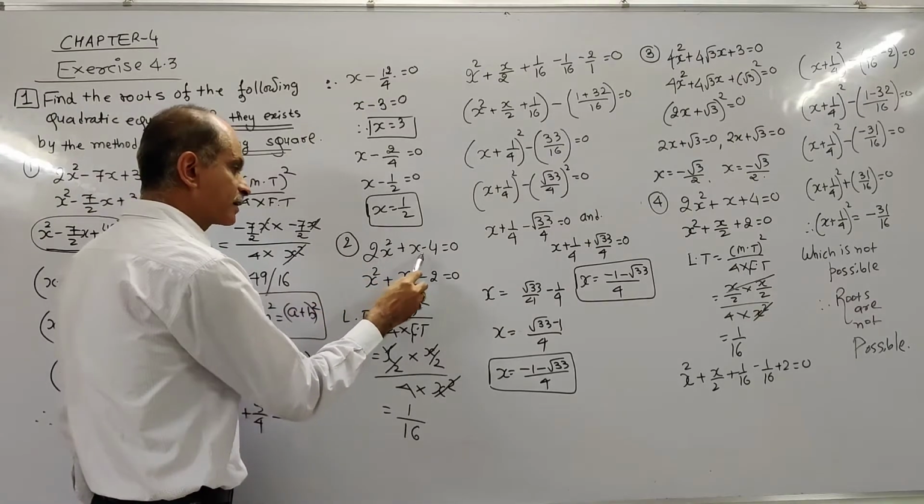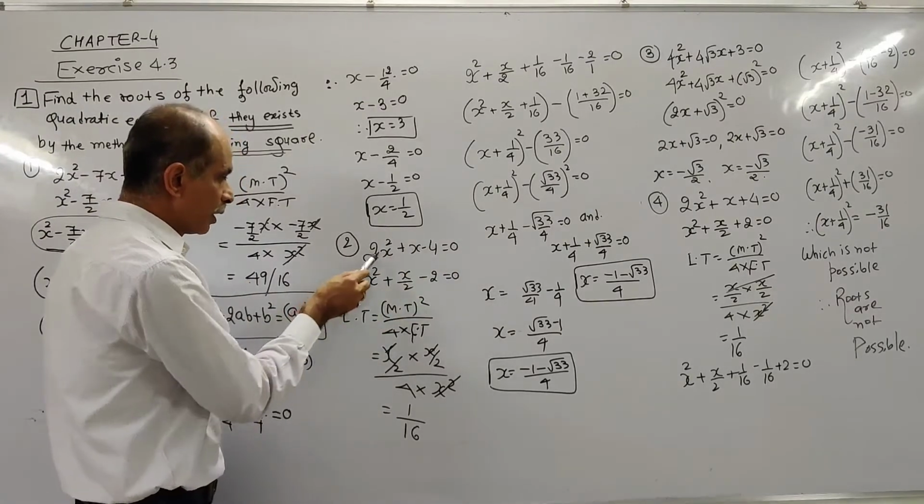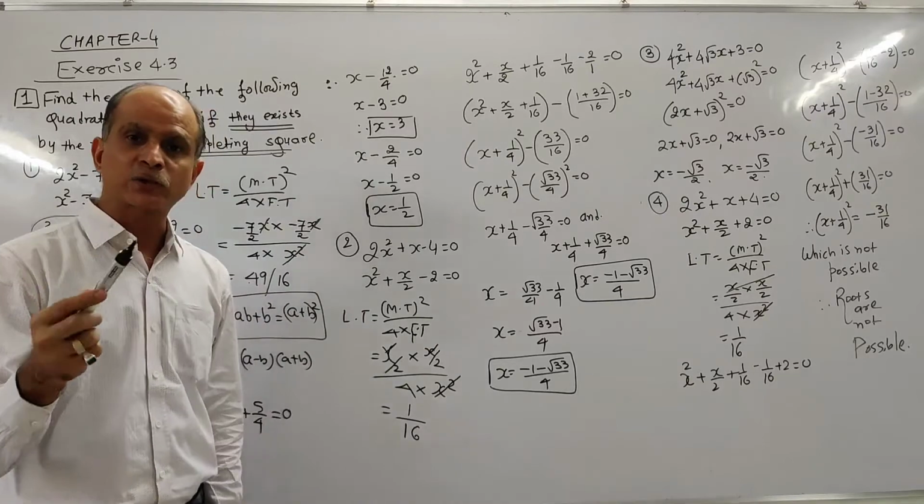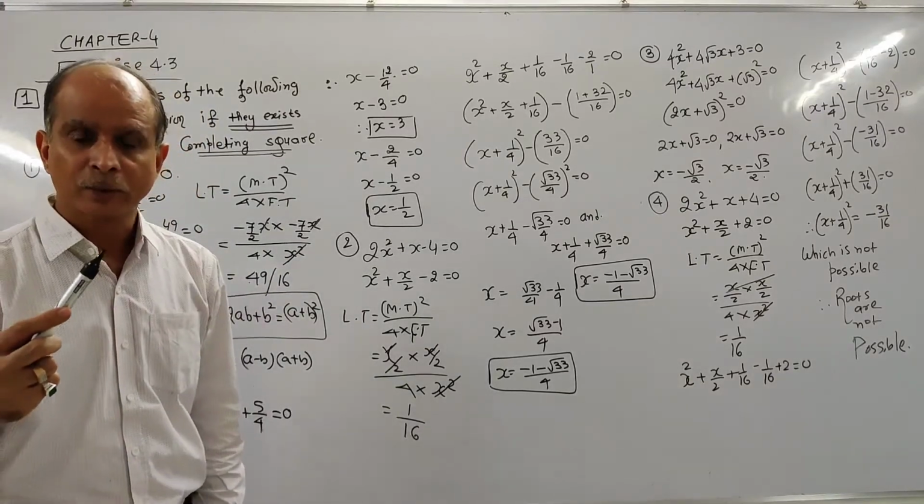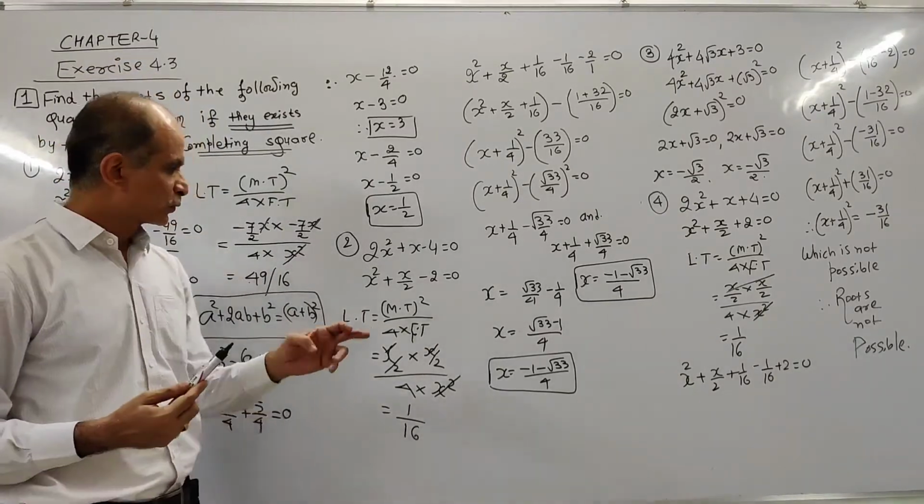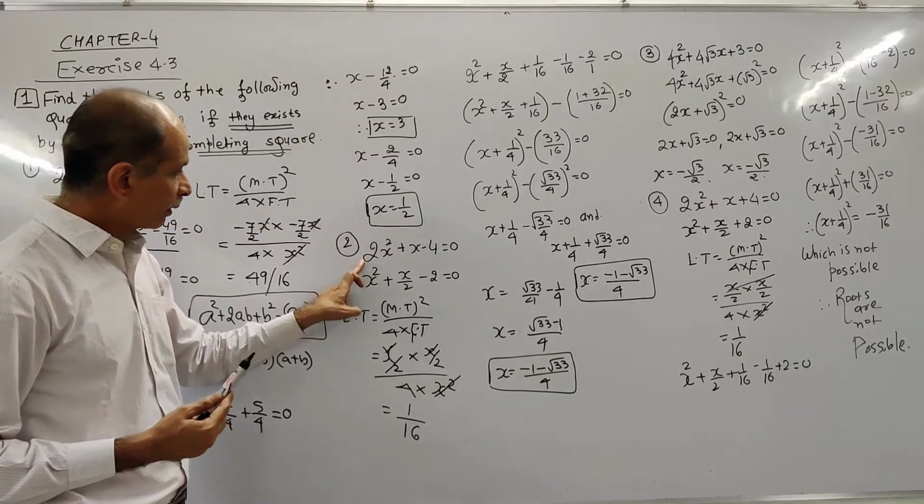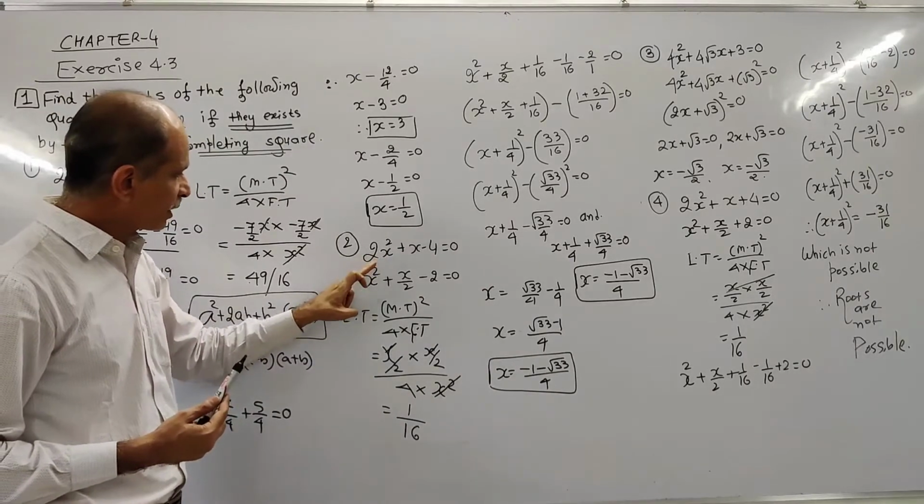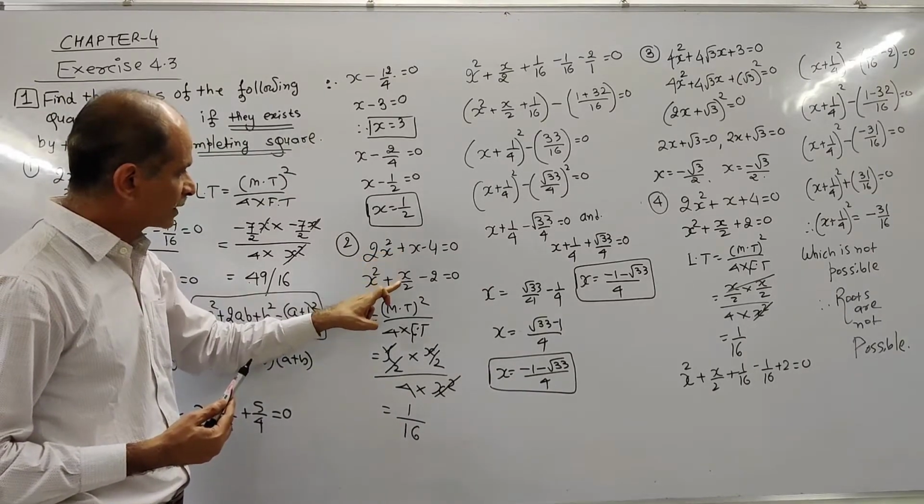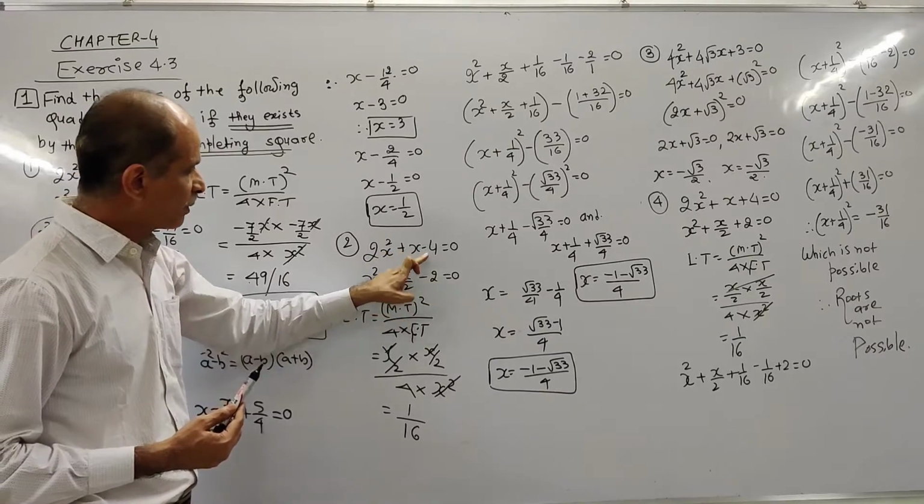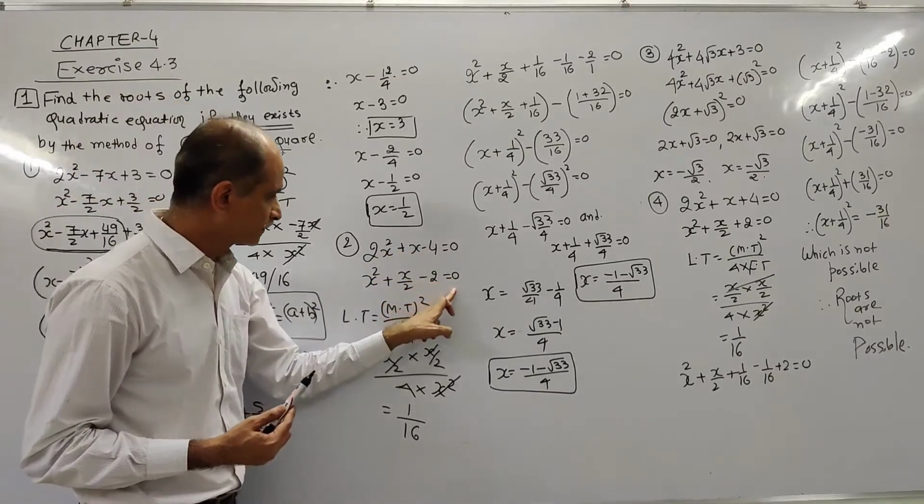2x square plus x minus 4 is equal to 0. Again, in place of x square, it is 2x square. It is not a perfect square. So divide by 2. So 2x square by 2 means x square, plus x by 2, minus 4 by 2 means minus 2, is equal to 0.